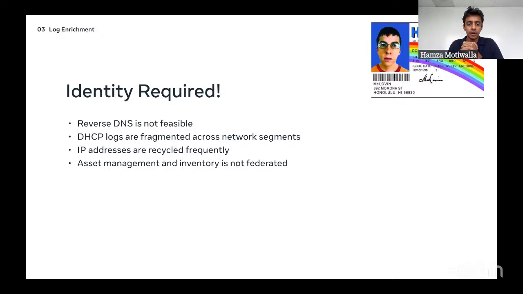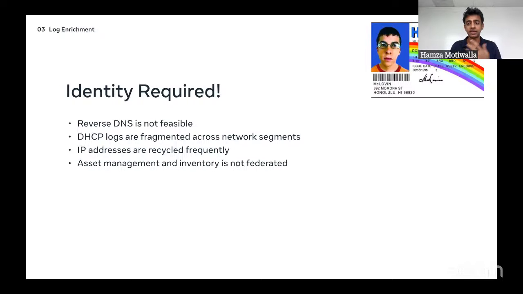But it turns out DHCP logs are fragmented across network segments. There are way too many network segments and VLANs across our enterprise network, and bringing DHCP logs in was not feasible, at least not at the scale that we need. So it's not as simple as this is an IP address and this is the identity, here you go, you found the holy grail. That doesn't technically work at Meta.